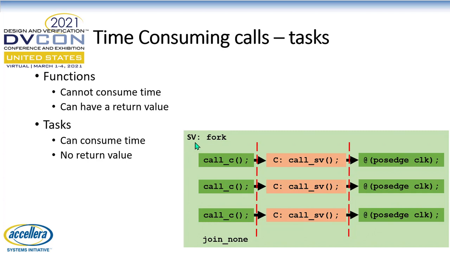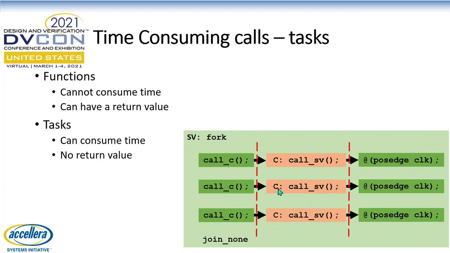Imagine in SystemVerilog, you have a fork join none, and there's 3 legs, and you're going to call some C code. So now you're over in C, and the C might call some SystemVerilog code. Now we're over in SystemVerilog, and we hit an @POSEDGE clock. Well, that's going to cause the simulator to yield. It's going to suspend, and some other thread's going to run. For instance, this next thread.